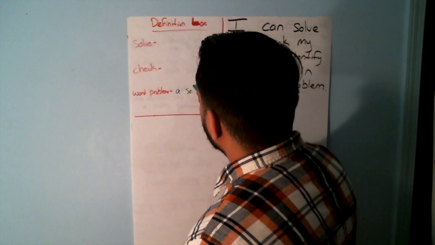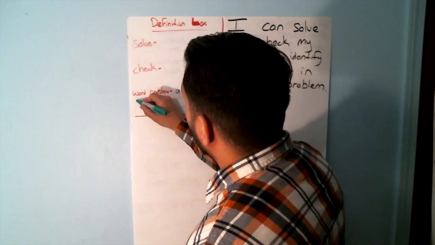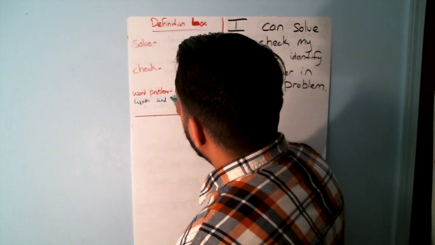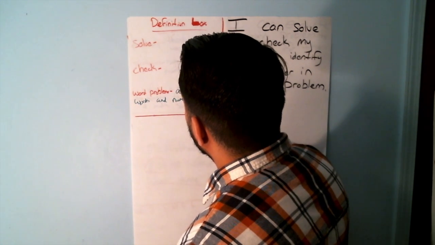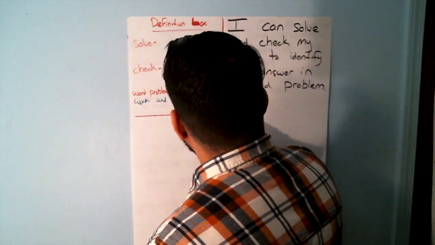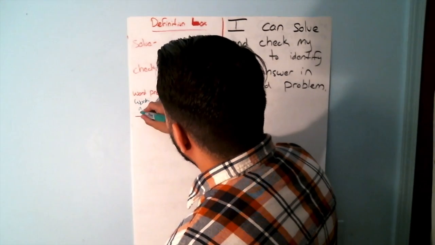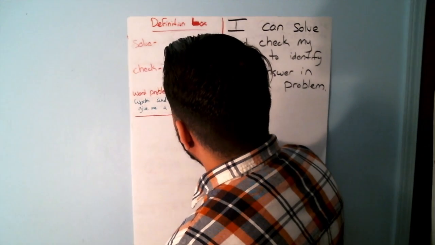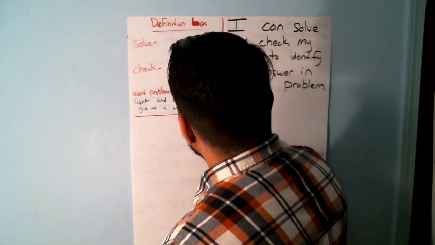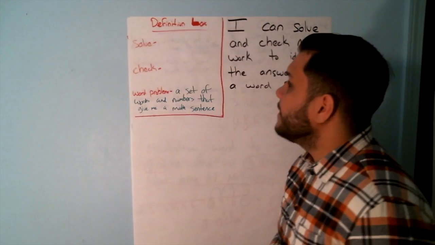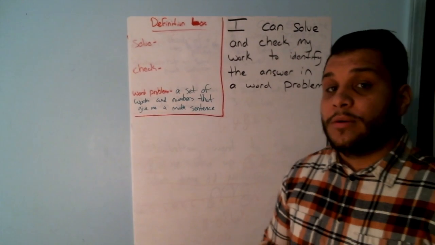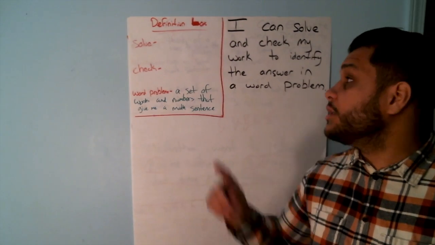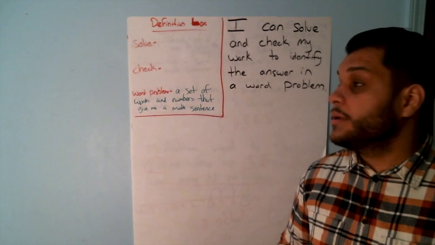A set of words and numbers that give me a math sentence. Now we have 2 other words. We've heard them, we've seen them, and now we are going to define them.